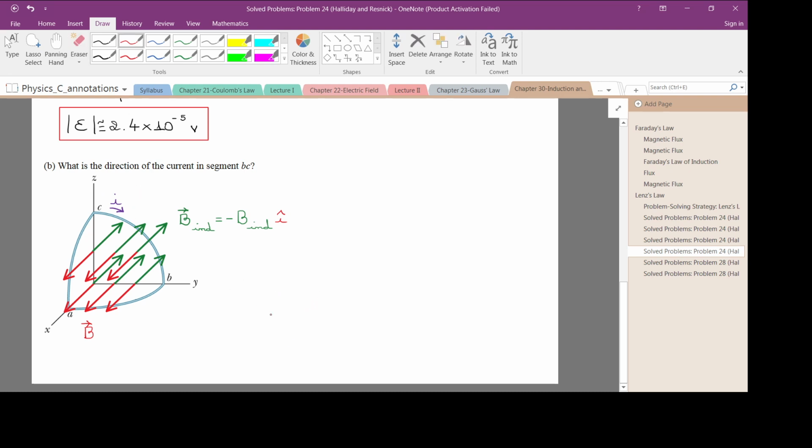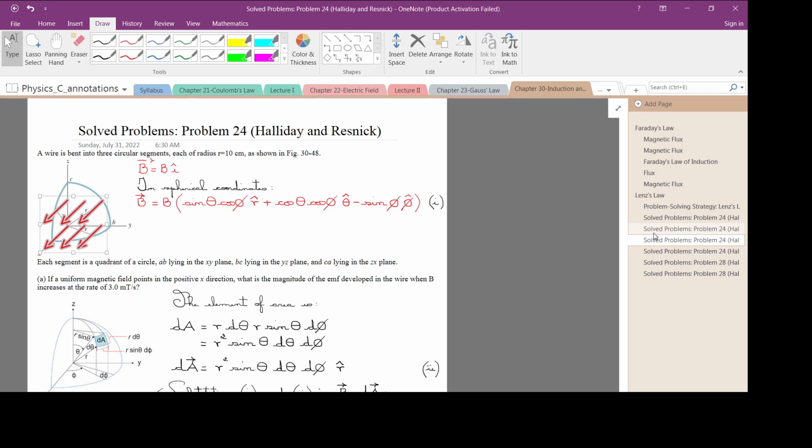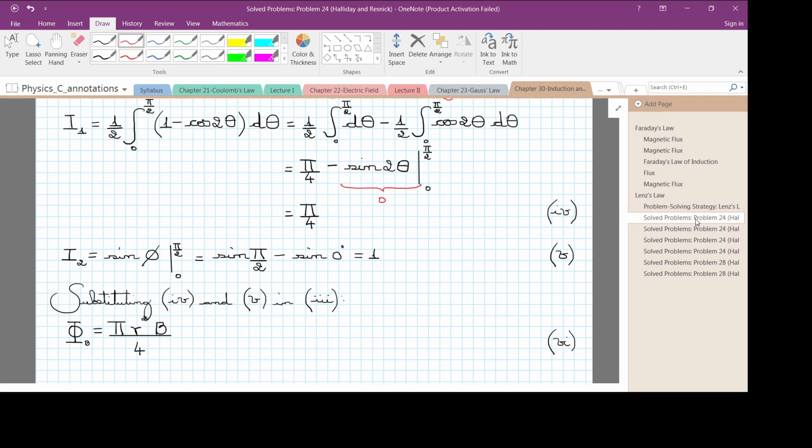Some comments here, guys. This is the end of this problem, but I'm going to make some comments before I finish. We have a couple more minutes here. There is another way to solve this problem too. I didn't solve it like this because I don't like it much, but for some people it makes calculations easier. Let's go back to the first page.